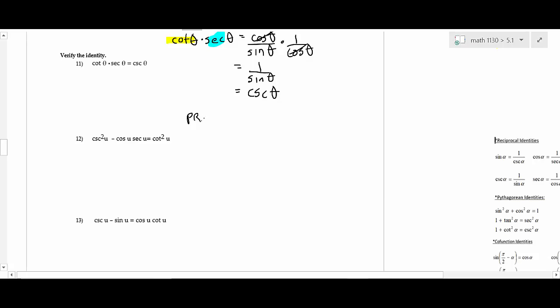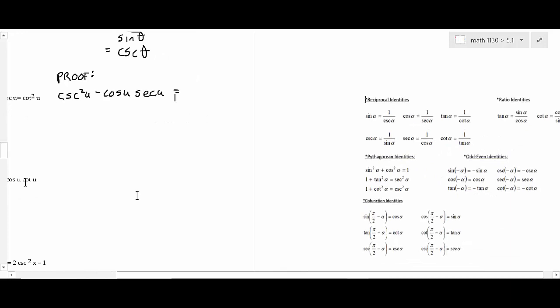So again, the way I would want you to start this out is just to write down the most complicated side. So that's cosecant squared u minus cosine of u times secant of u, and then put an equal sign. You just want to start it that way. Ultimately, we're going to try to see if that turns out to be the other side, the cotangent, okay? Now, what you've got to do in these problems is sometimes you don't overanalyze. Sometimes you just try stuff, okay? When you get experience with this, you'll start getting better at this.